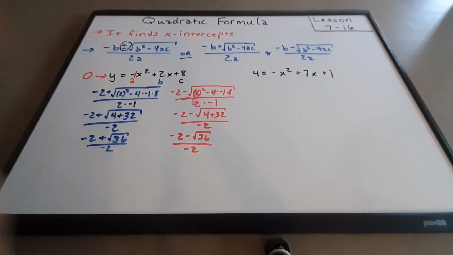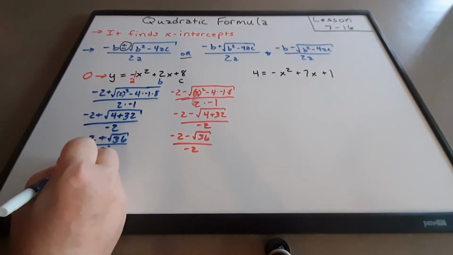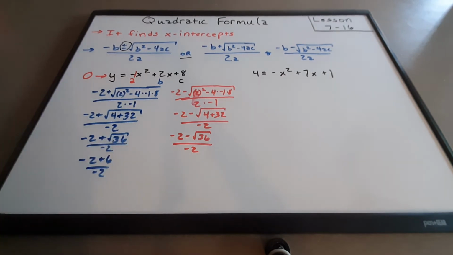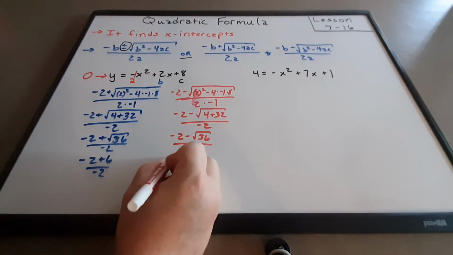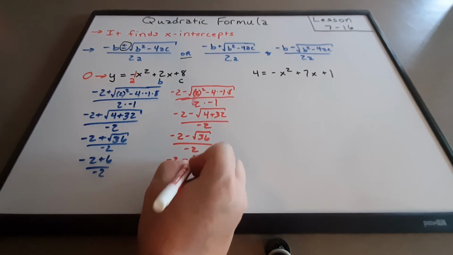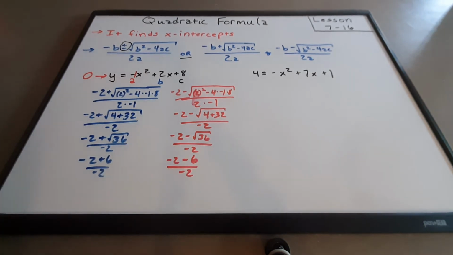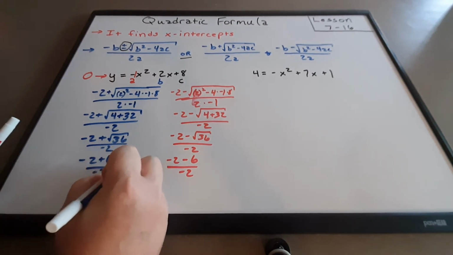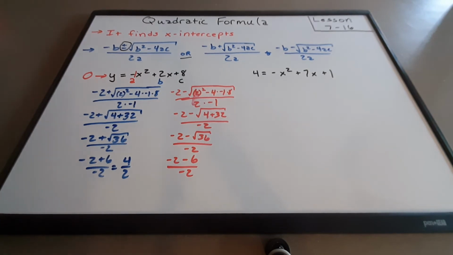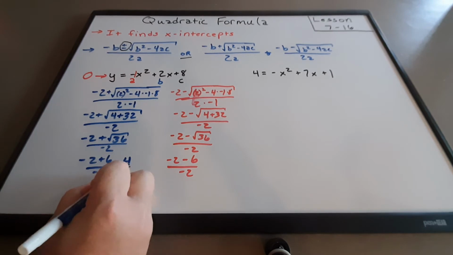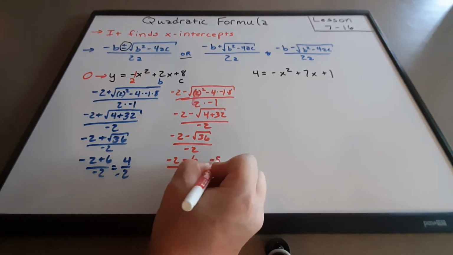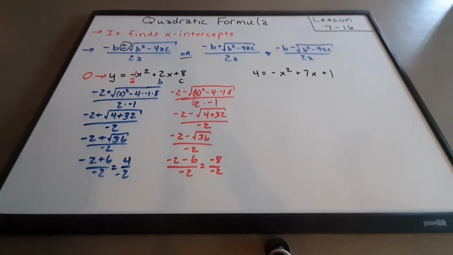Square root of 36 is 6. So we have negative 2 plus 6 over negative 2, and negative 2 minus 6 over negative 2. This then creates 4 over negative 2 in the blue version, and we get negative 8 over negative 2 in the red version.